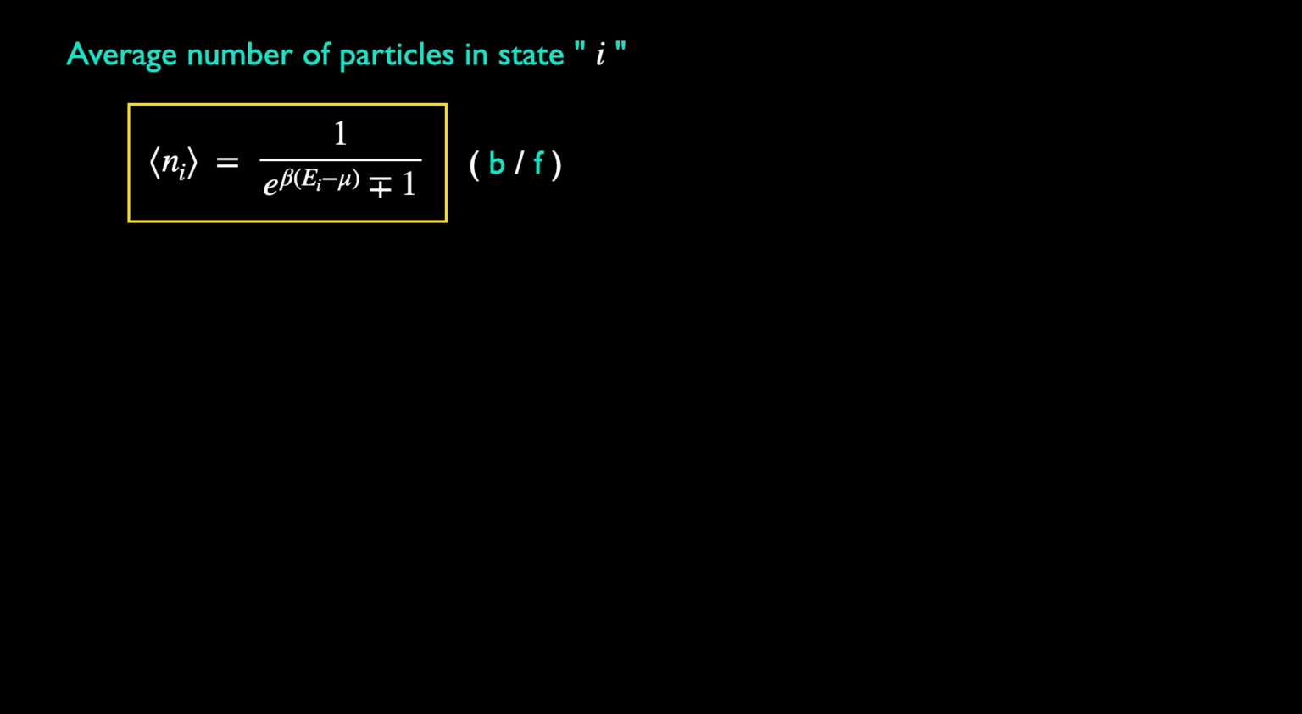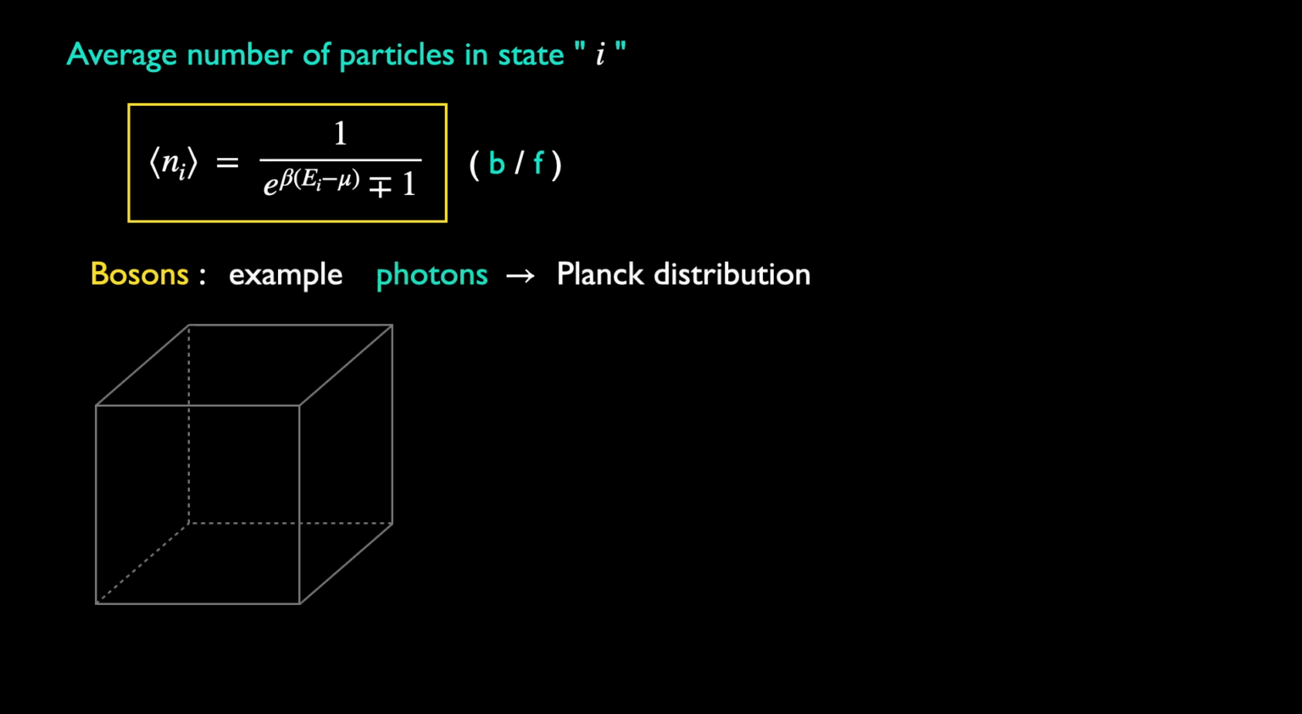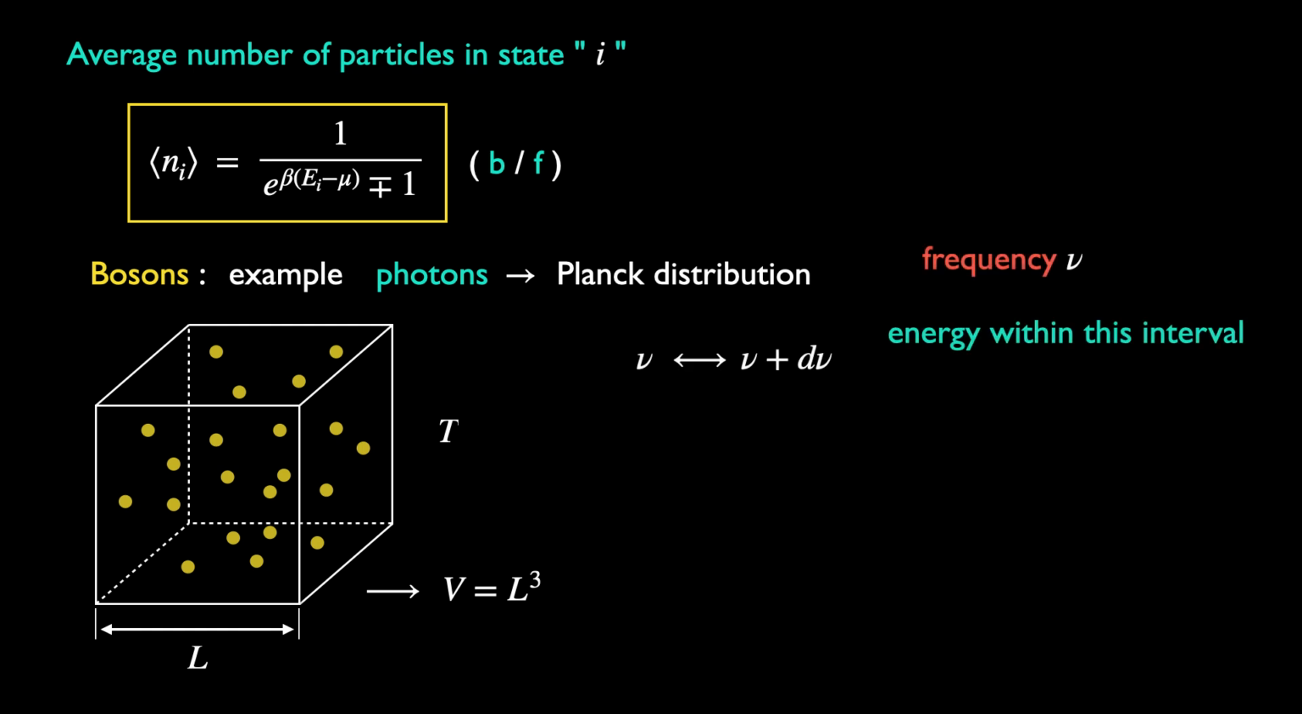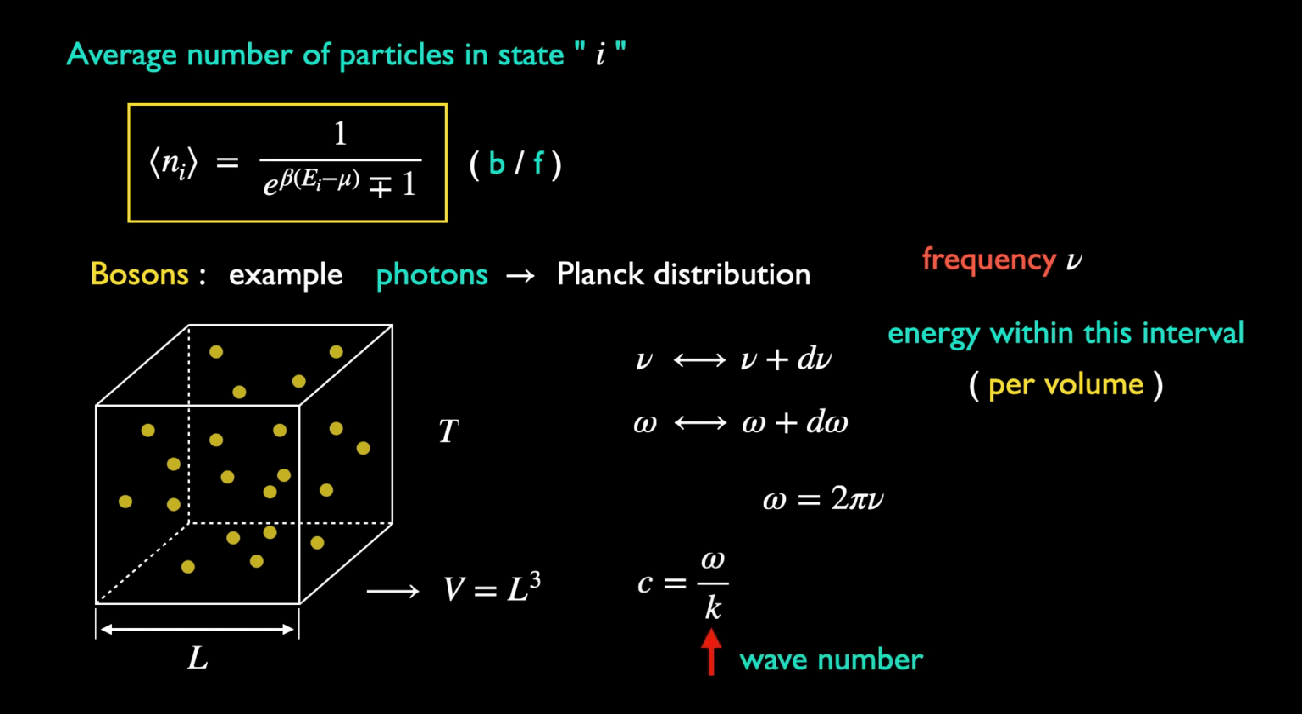Let's apply this formula to two examples, first for the case of bosons. We shall derive Planck's distribution for the energies of photons in a box under thermal equilibrium. The box has sides of length L and volume V and is kept at temperature T. We wish to calculate the energy carried by the photons within this frequency interval per unit volume, or similarly, we can do so for the angular frequency omega. The two frequencies are related by 2 pi. Omega is related to the wave number k by the speed of light c.